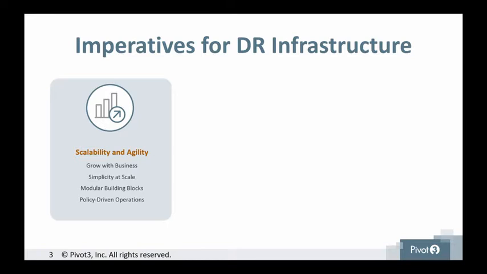Simplicity at scale, right? A lot of infrastructures can scale, but they become exponentially complex as they scale to larger and larger sizes. So infrastructure needs to be simple at a large scale as well. Modular building blocks really simplify how you scale the infrastructure. And then policy-driven operation. I'll explain how our platform enables those policy-driven operations. But primarily in the context of DR, what Zerto does is really here: how do you automate your failback and failover operations and minimize the operational overhead of that? That's the scalability and agility aspect when you think about infrastructure.